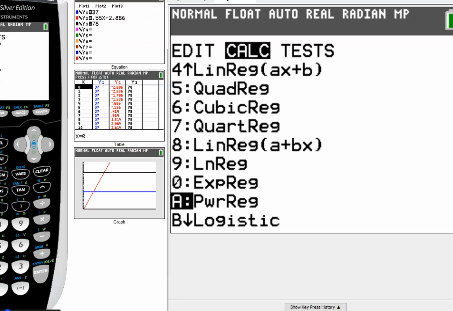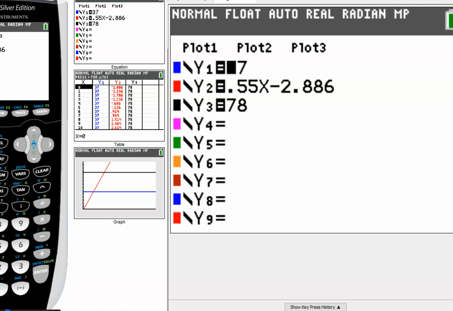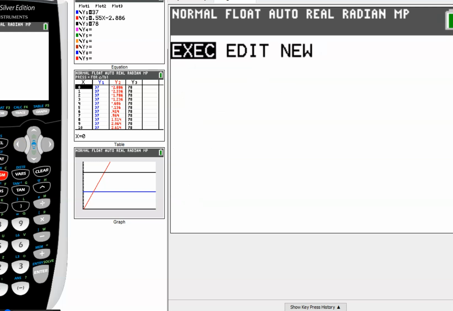Pull mine up here. So I would go into my y equals, and let me expand this out.